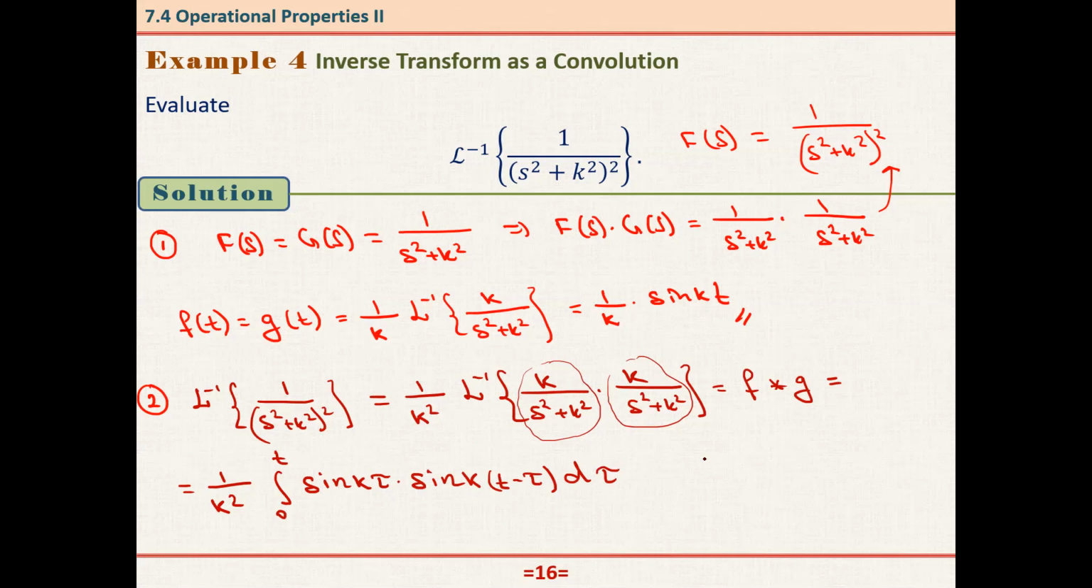So we have to evaluate this integral. And from calculus, we know how to evaluate this. We have just a product of two sine functions, sine of alpha times sine of beta. Using the property, we can evaluate this.